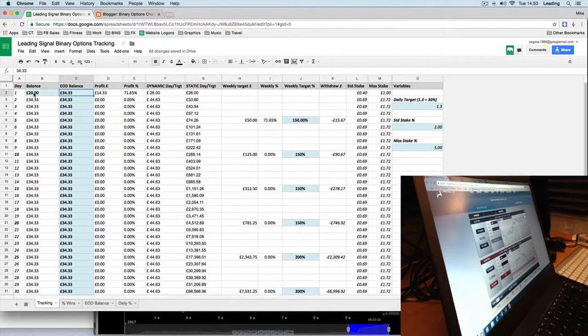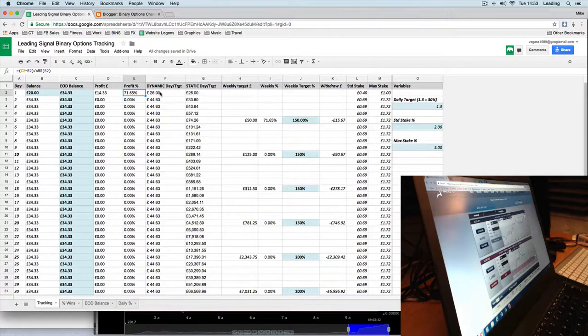So you've got a balance, the end of day balance, and from that the spreadsheet creates the profit in terms of a pound amount. Well, it could be dollars depending on where you're living. And then the percentage profit of how much you've made based on the original balance for the day and where you've ended up. So that's the profit percentage for the day. Each of these rows is a day.